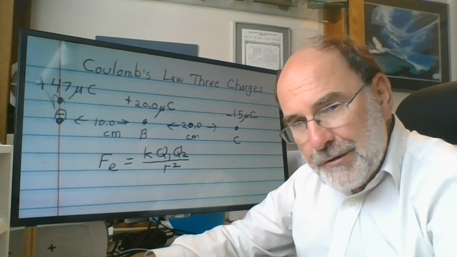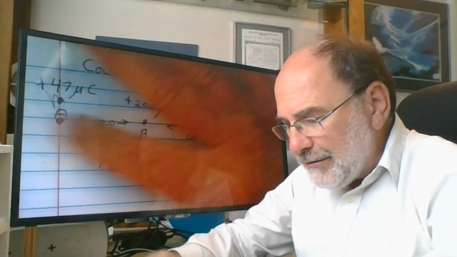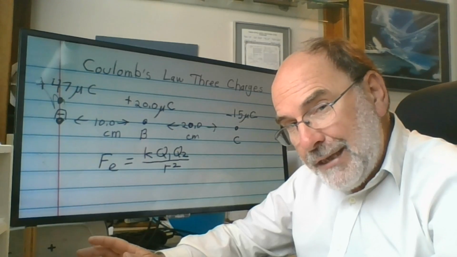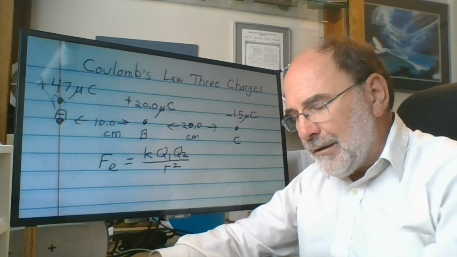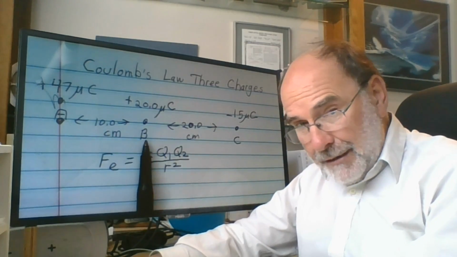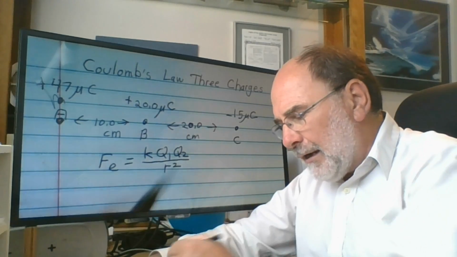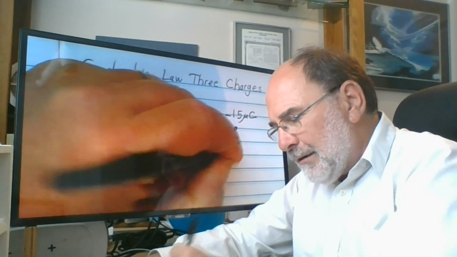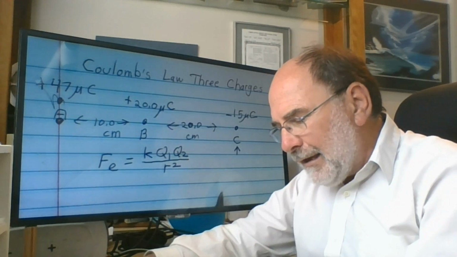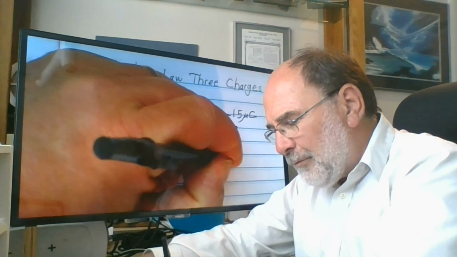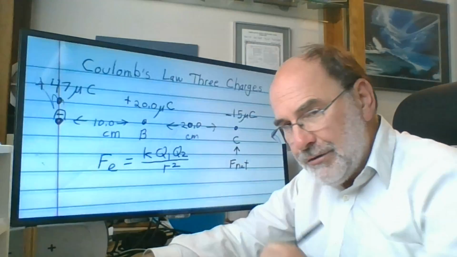So what we have to do is a process of first identifying which one of the charges we care about in this particular problem. Do I want to know the net force on charge A or B or C? I'm just going to randomly pick charge C because this is kind of what we did yesterday. And I want to calculate the net force acting on charge C.